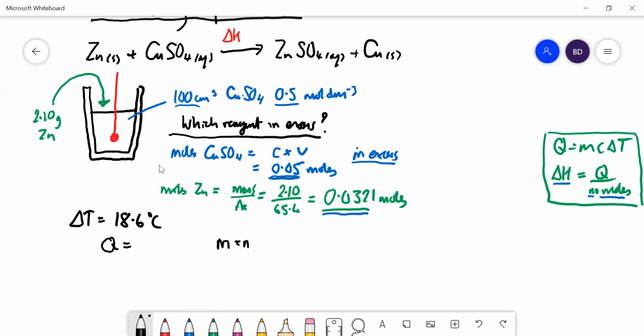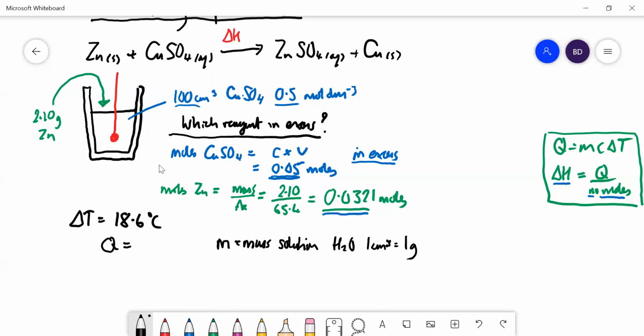M is the mass of the solution. It's not the mass of the zinc, because you're not just heating up that 2.1 grams of zinc, are you? You're heating up all of that solution in there. So now we know that the density of water is 1 centimeter cubed is equal to 1 gram.